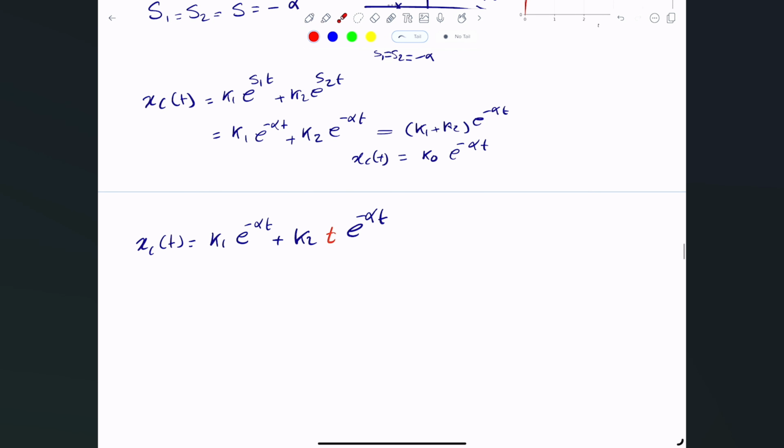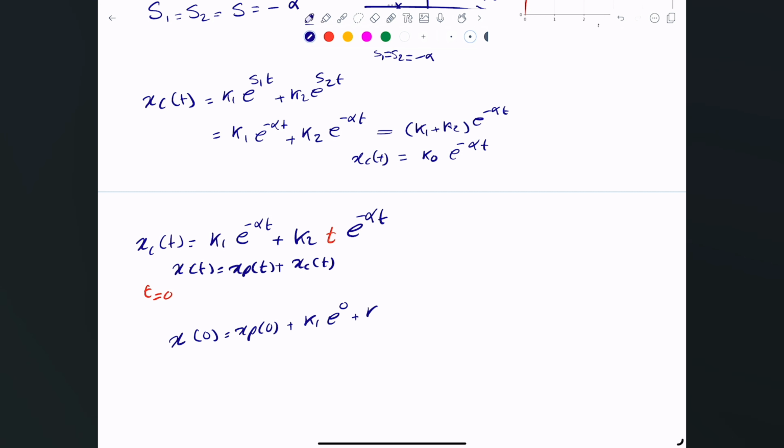Of course, now we have two unknown constants in here. We can just use the initial conditions as usual. When t equals 0, x of t should be the particular solution plus the complementary solution. This is just the complementary solution. So x of 0 is simply the particular solution evaluated at 0 plus k1 e to the power 0 plus k2 times 0. So k2 times 0 is just 0, and I can clean it up because e to the power 0 is just 1. So that's the first initial condition, the first equation that I am after.